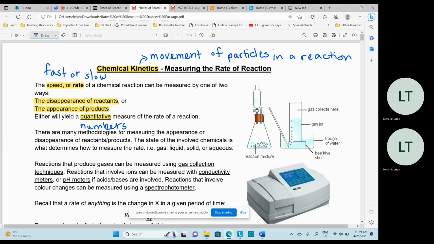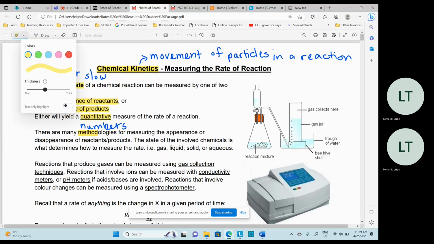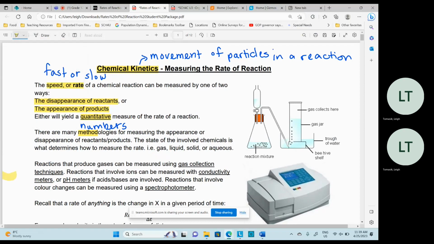And there are a lot of different ways that we can do this. It says there are many methodologies. Methodology is just a way to do something. Okay, it has the word method in it, right? What is your method? What is your way of doing things? So methodologies is just a word that makes method seem pretty long. So there are many methodologies for measuring the appearance or disappearance of reactants or products. The state of the involved chemicals is what determines how to measure the rate.